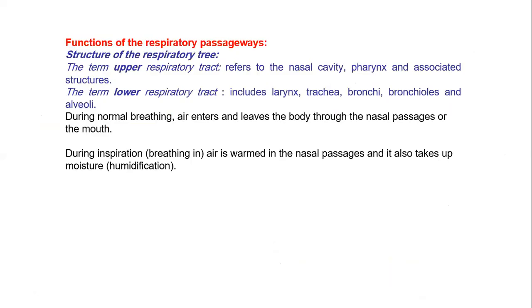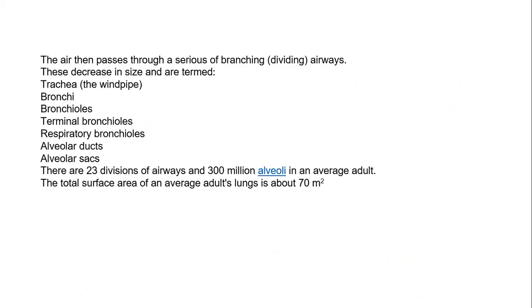Functions of the respiratory passages. Structure of the respiratory tree. The upper respiratory tract includes the nasal cavity, pharynx and associated structures. The lower respiratory tract includes the larynx, trachea, bronchi, bronchioles and alveoli. During normal breathing, air enters and leaves the body through the nasal passages or mouth. During inspiration, breathing in, air is warmed in the nasal passages and also takes up moisture, humidification.